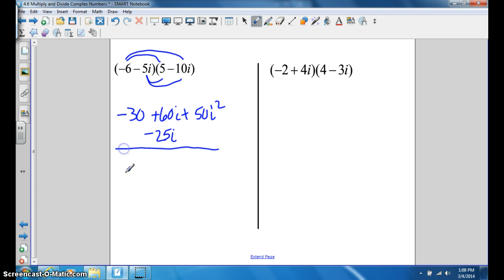Collect like terms. So we have 60i minus 25i, which gets us 35i, and plus 50i squared. i squared is -1, so we can cross that out and change the sign. So collecting like terms again, we have -80 plus 35i.